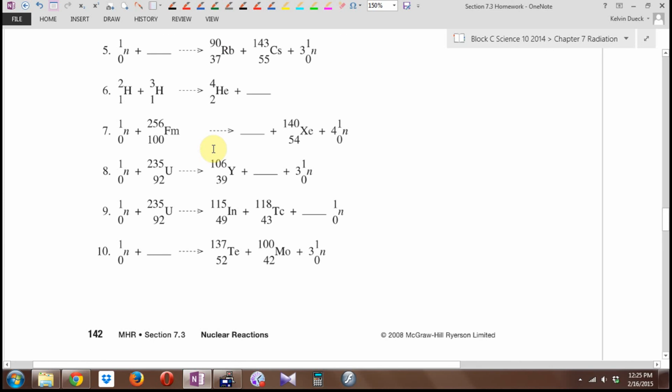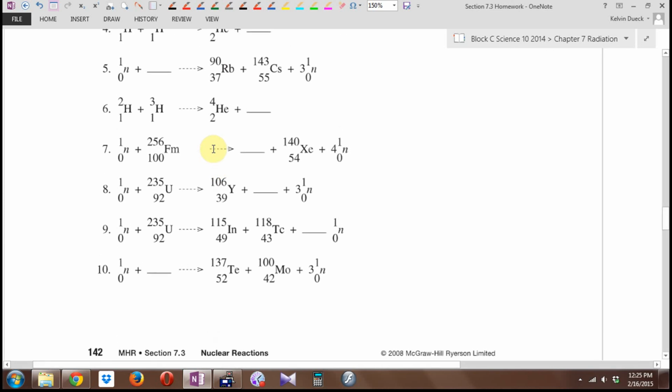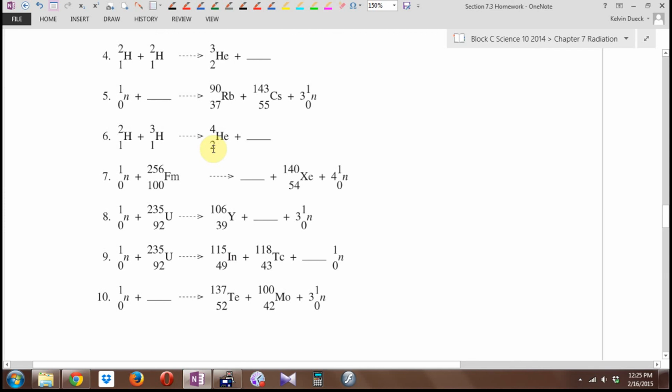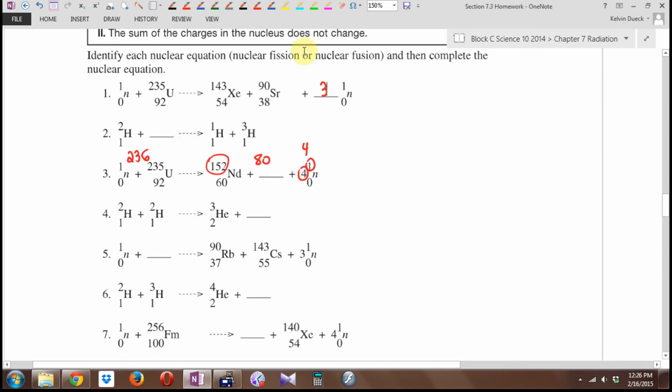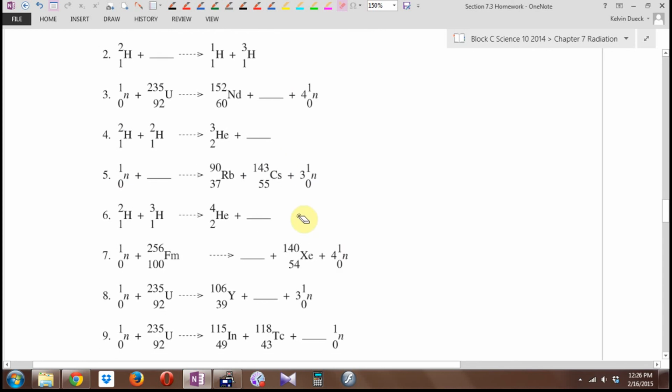Yes. When you're doing the fusion and fission equation, how do you know if it's hydrogen or if it's helium that has to be in the blank? In the blank here? Yeah, well, there, and then the other one, like number 4. Like number 4? Sure thing. Okay.